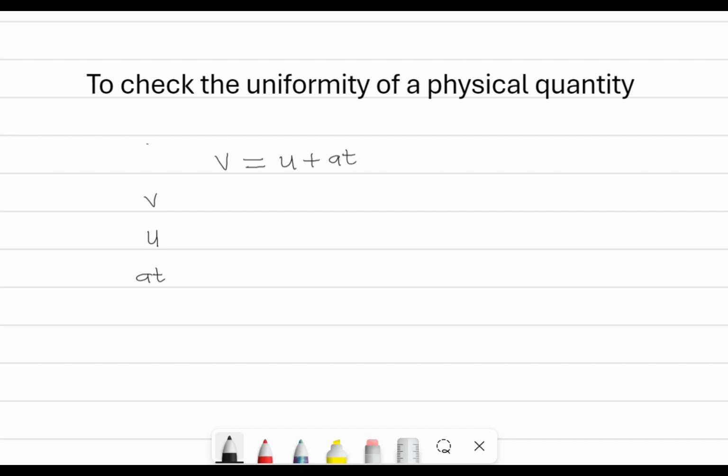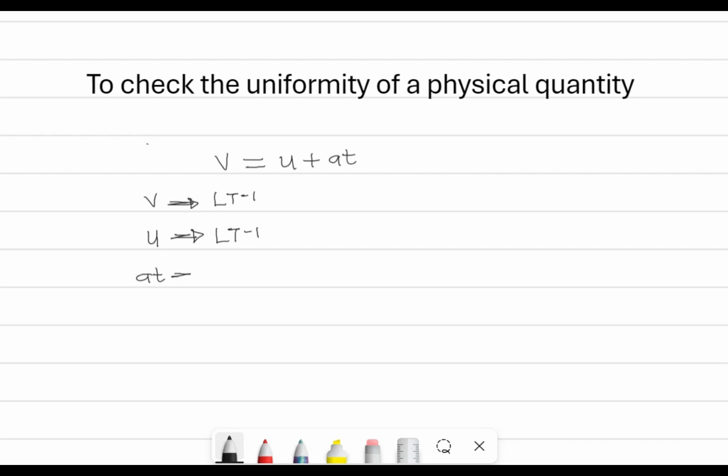They must be homogeneous. That means I check the dimension for V. V means final velocity, but in essence, it's just velocity. So what's the dimension for velocity? Remember, it is LT minus 1. The next one is U. U is initial velocity, but again, it is still velocity. What's the dimension? LT minus 1.